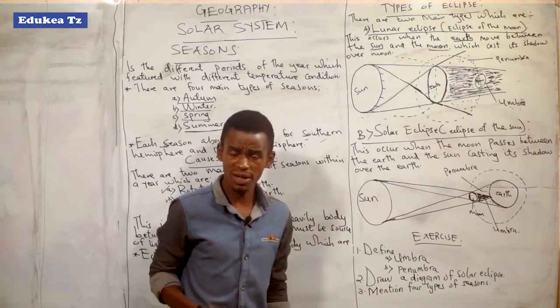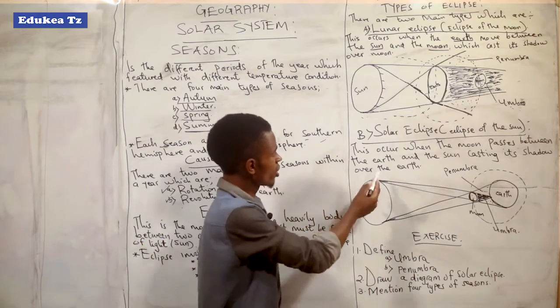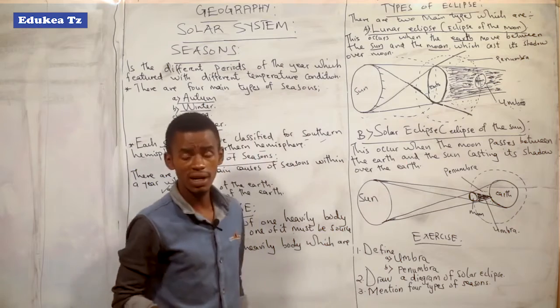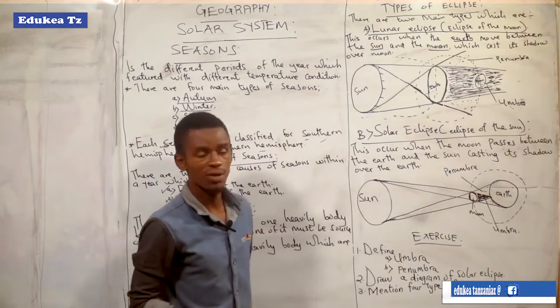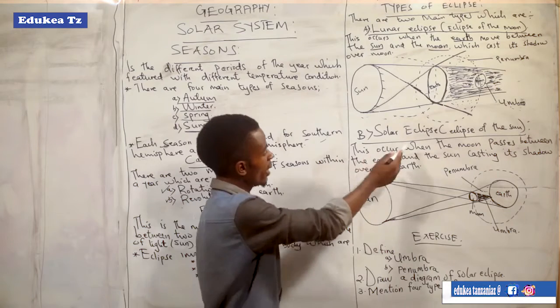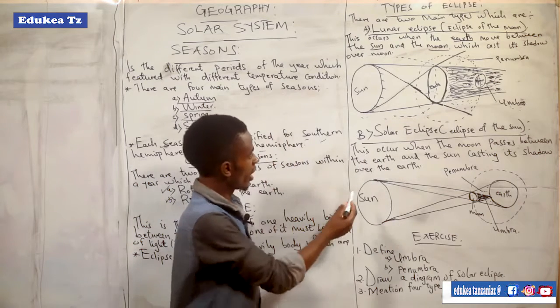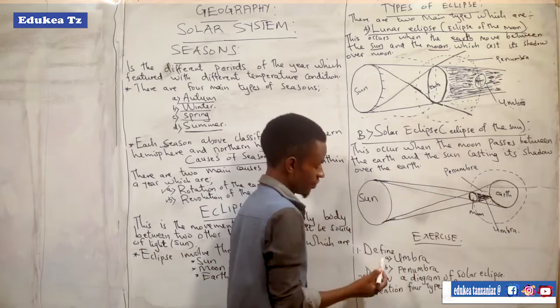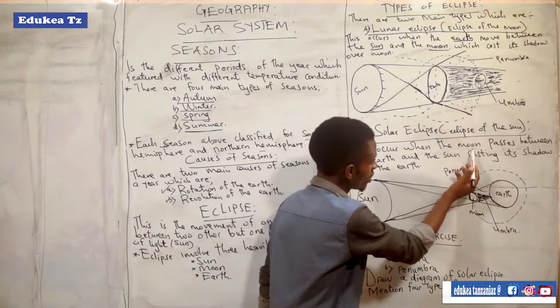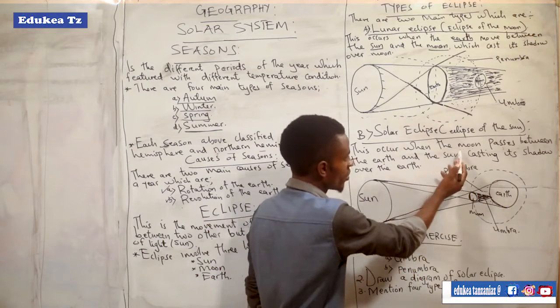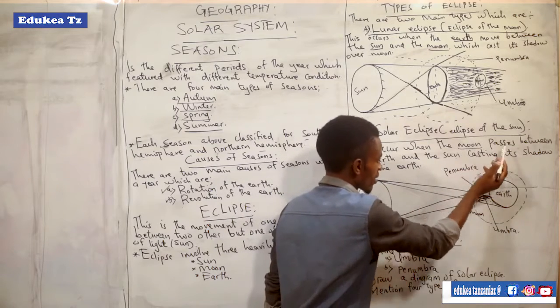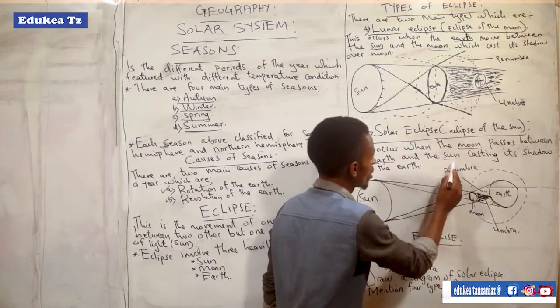Let's come to another part, that is called the solar eclipse. Solar eclipse, or we call it the eclipse of the sun. What is a solar eclipse? This occurs when the moon passes between the Earth and the sun.